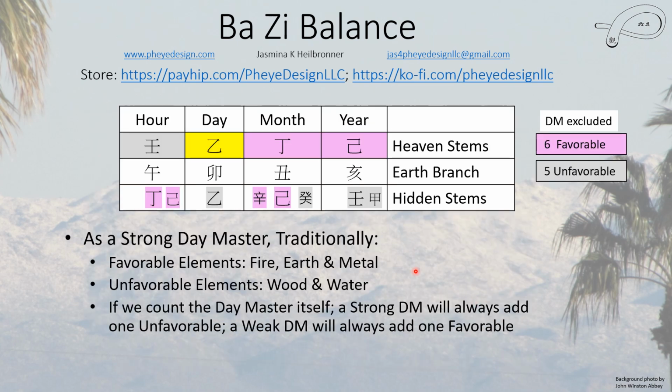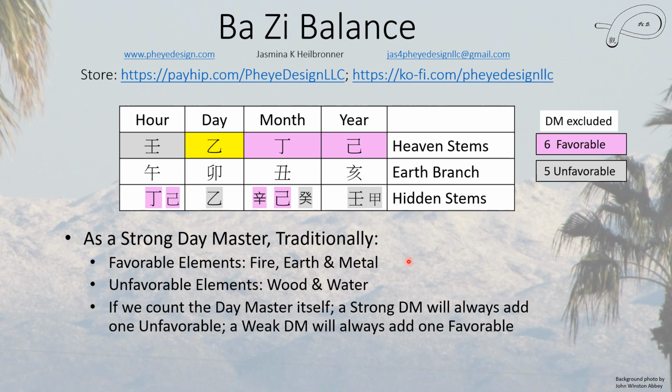So if I just look at, again, this is just my Bazi. I'm going to start with this. If I look at just the heaven stems and the hidden stems, which are all elements, what I get is 6 favorable and 5 unfavorable, which is almost 50-50. But I'm not including the day master in the count.